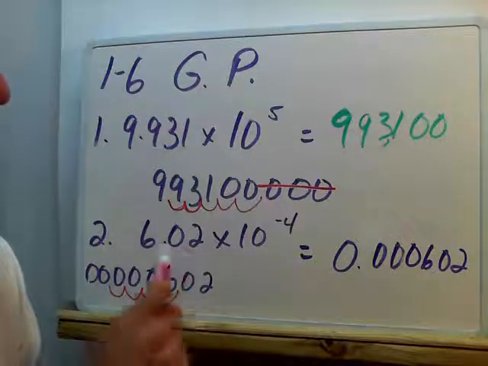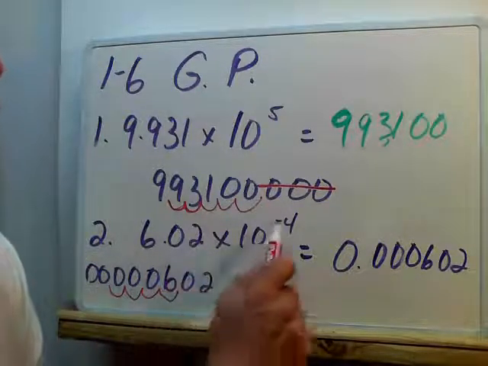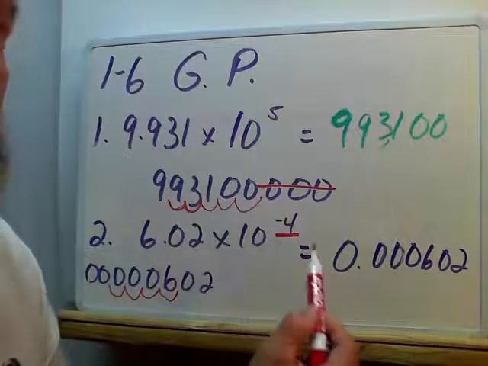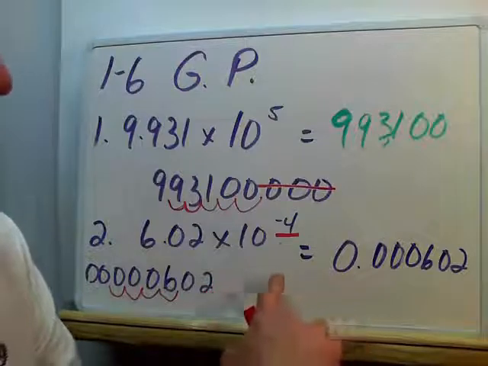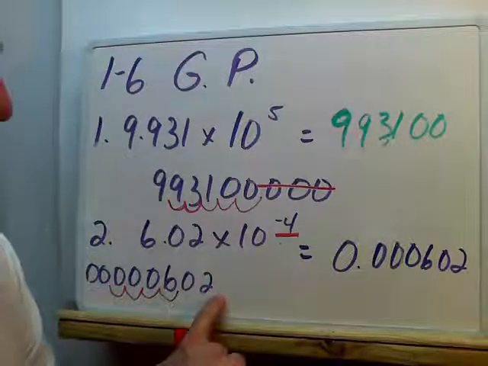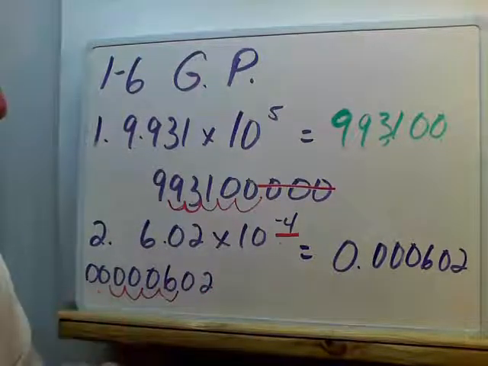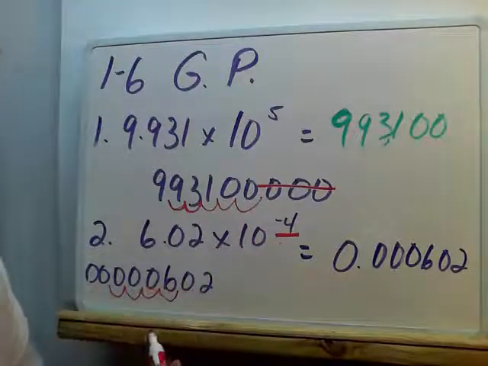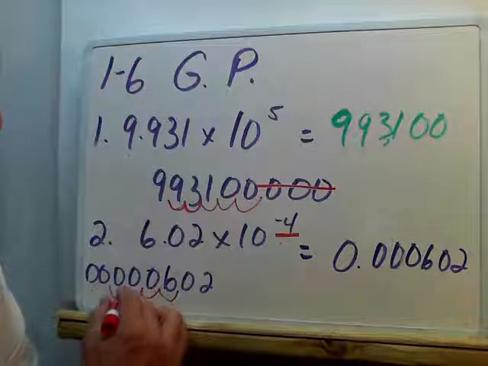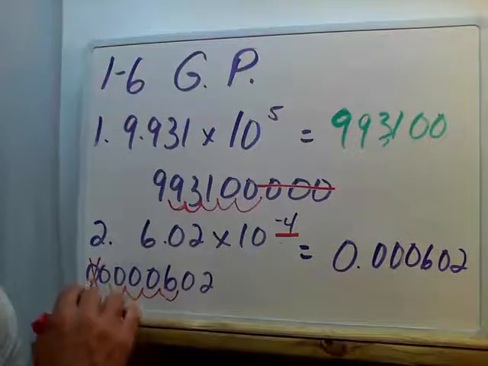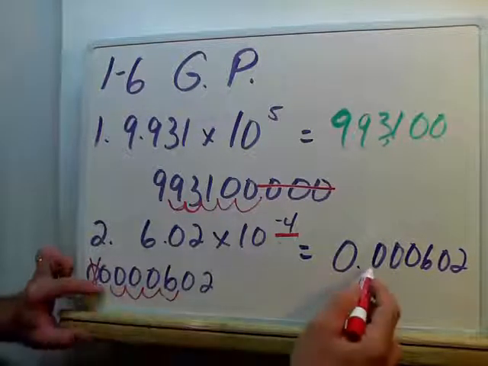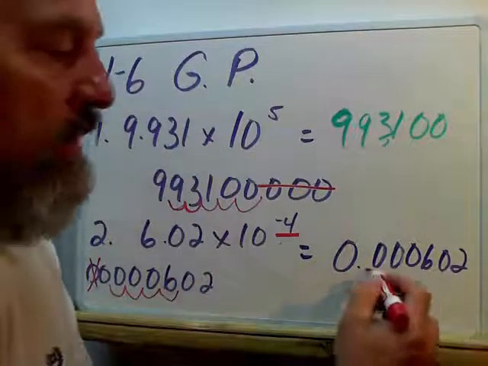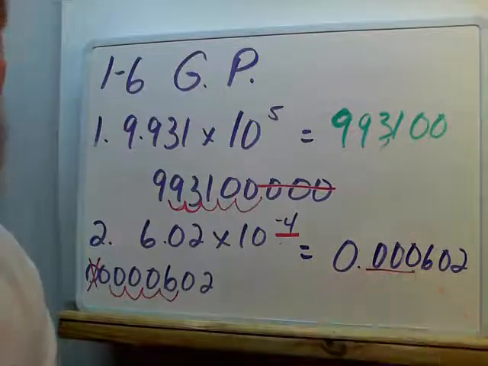Number 2, we have 6.02 times 10 to the negative 4th. Clearly a small number because of the negative exponent. We're going to write the digits out, 602, add some zeros out front. We're going to move 4 places. The only way we can make this a smaller number is by moving left. We're going to move 1, 2, 3, 4. So we don't need that 0. We're going to have 0.000602. We should have 3 zeros between the decimal point and the first digit.